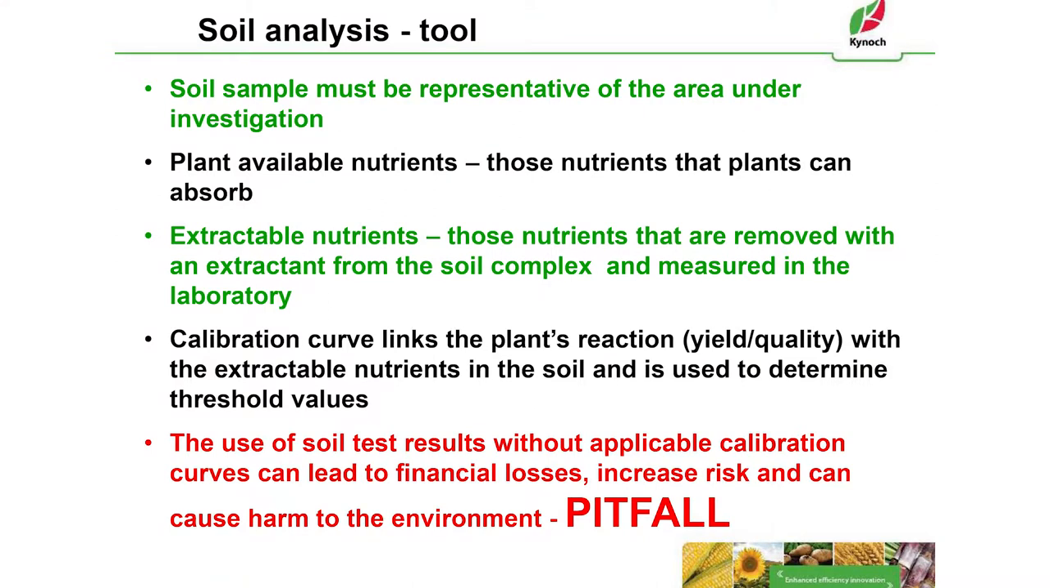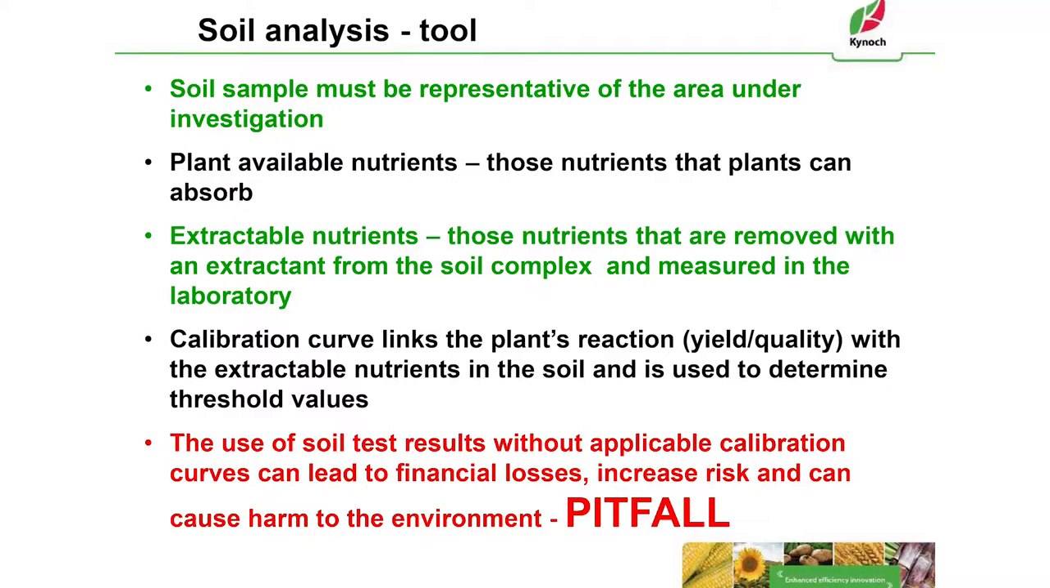Calibration curves link the plant's reaction, yield or quality, with the extractable nutrients in the soil and are used to determine threshold values. There must be a link between extractable nutrients and crop response or crop productivity. If you haven't got a calibration curve, then you are sitting with a number and you can do nothing with it. Then we start making all sorts of plans, and we can be very, very creative. And I will show you later how you determine threshold values.